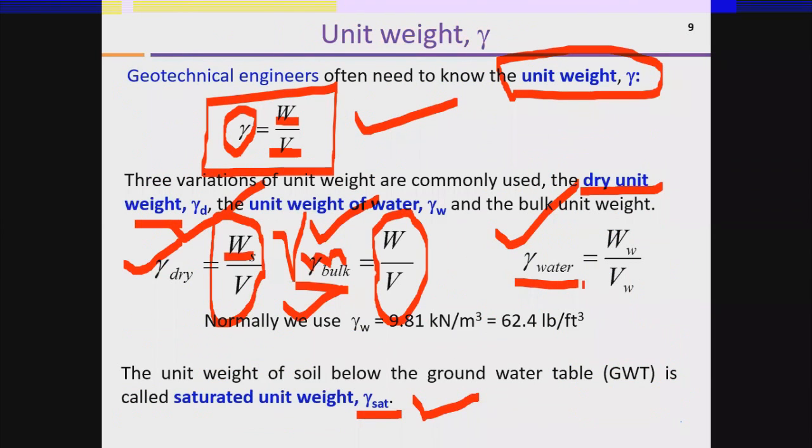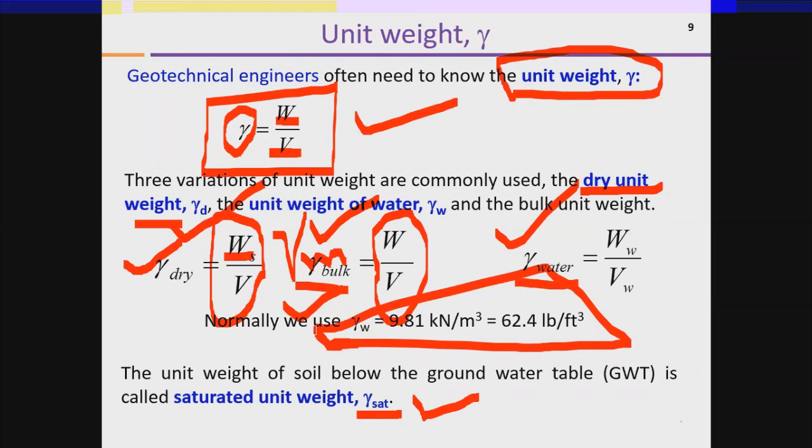Unit weight of water is basically the weight of water divided by the volume of water. The usual units include 9.81 kilonewton per cubic meter or 62.4 pounds per cubic feet. In every part of the world, these values are used: 9.81 kilonewton per cubic meter as the unit weight of water, or if you are dealing in the FPS system, you will use 62.4 pounds per cubic feet.